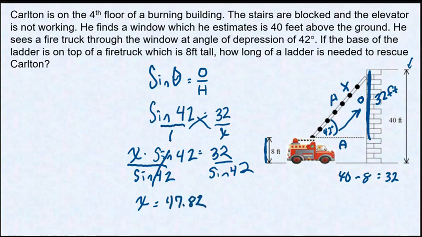So when I plug 32 divided by sine 42 into the calculator, I get 47.82 feet. The way this problem is written, the firefighter would have had to have done this trig prior to getting to Carlton and rescuing him, or else the firefighter would not have the appropriate ladder to rescue Carlton, which puts Carlton in trouble. That's a problematic problem to have.